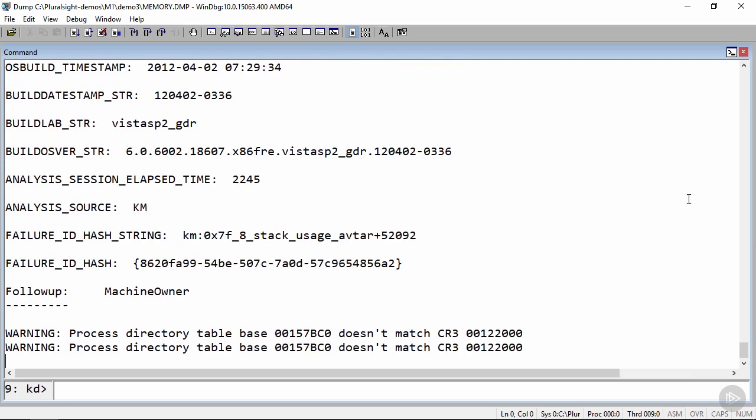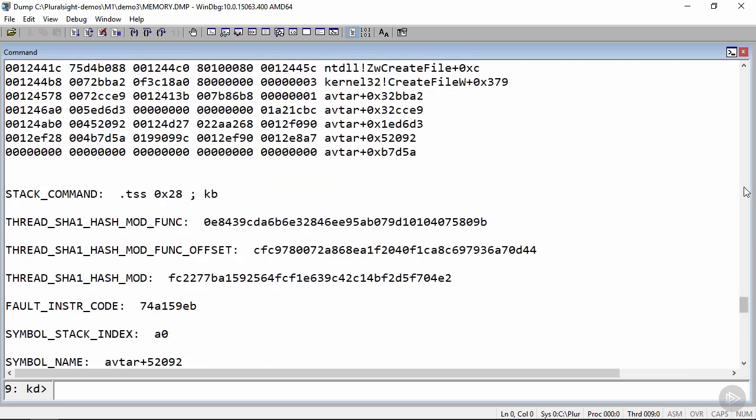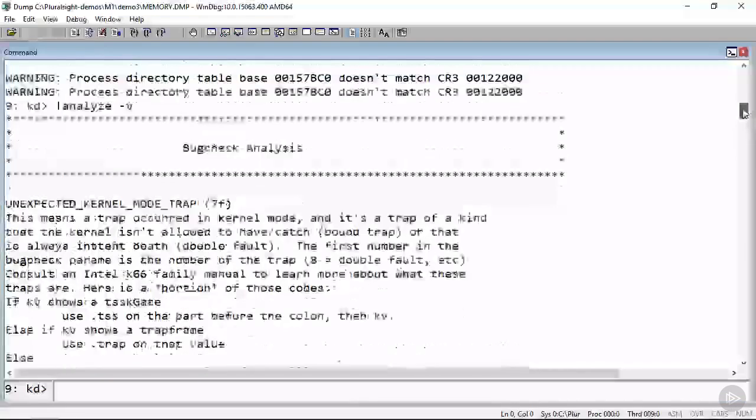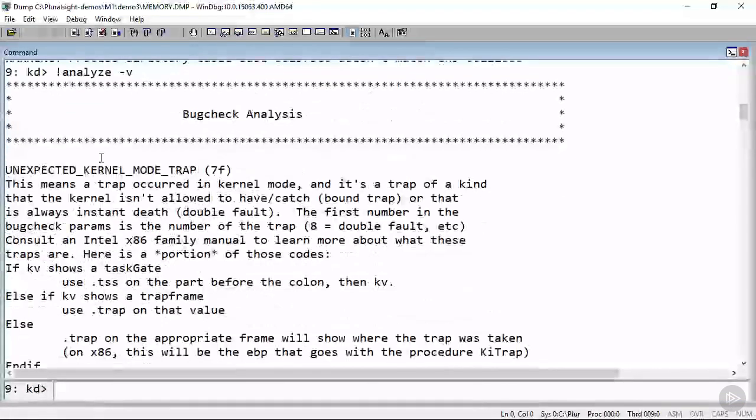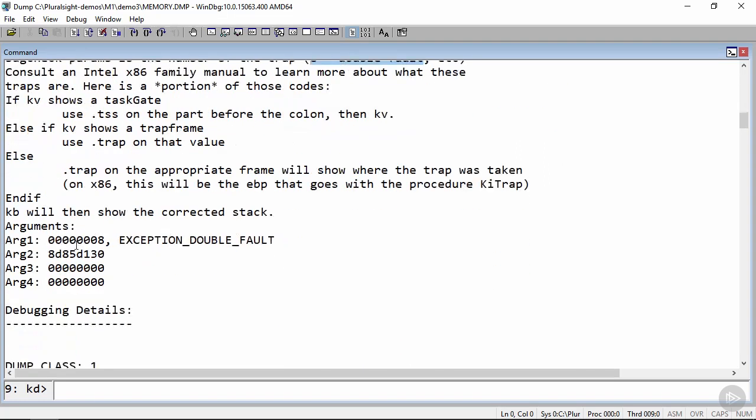A lot of information has gone scrolling by, so let's go ahead and come back to the beginning where we issued that command. Here it is. !analyze -v tells us it is an unexpected kernel mode trap, meaning a trap occurred in kernel mode, and that it's the kind of trap that isn't allowed to have a bound trap, or one that is always instant death, i.e. a double fault. It asks us to look at the first number in the bug check parameters. If it's an 8, that means it's a double fault. So if we look at the exceptions, yes, indeed, it was a double fault, as we can see.